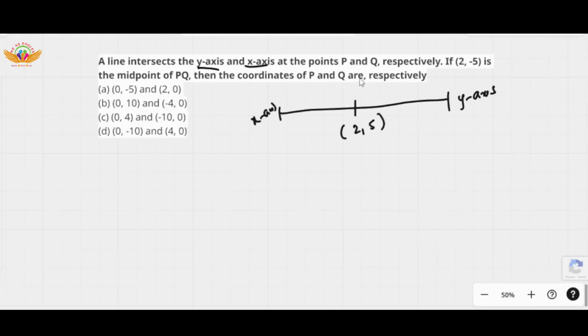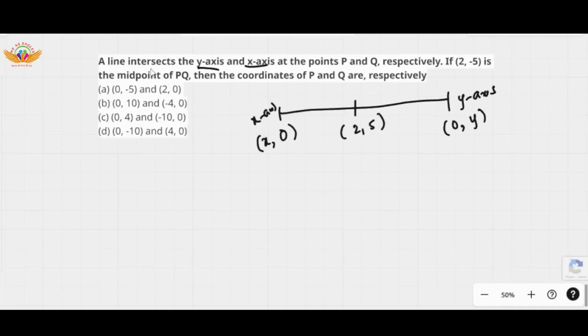Here what you have to learn is, if the line is intersecting at the x-axis, then the y point will be 0. And if the point is exactly intersecting at the y-axis, then the x point will be 0. So this is the way. I repeat again: for the x-axis, y becomes 0; for the y-axis, x becomes 0. So let us read the question again.